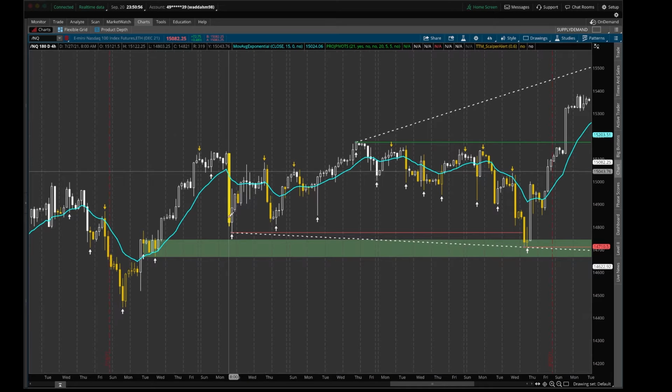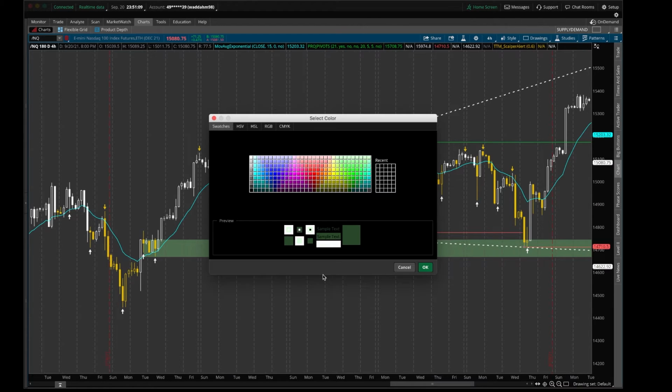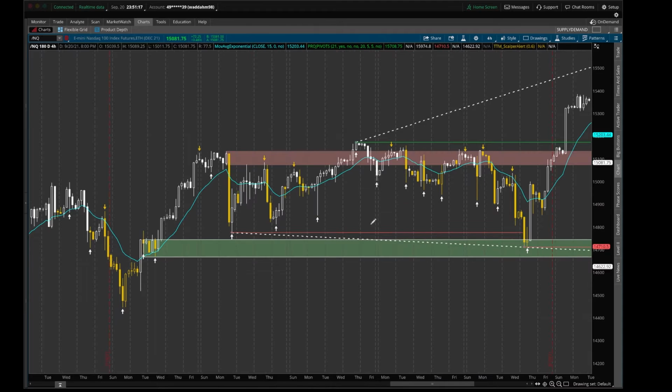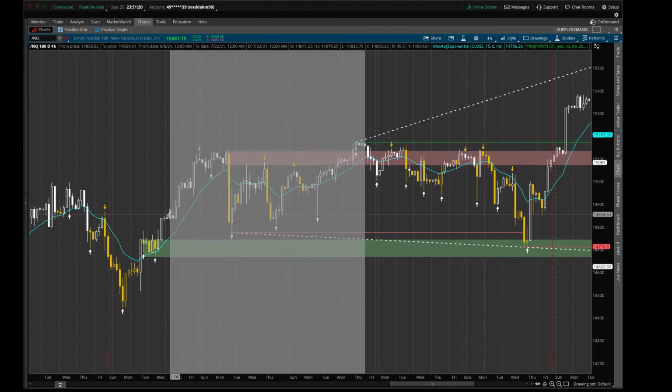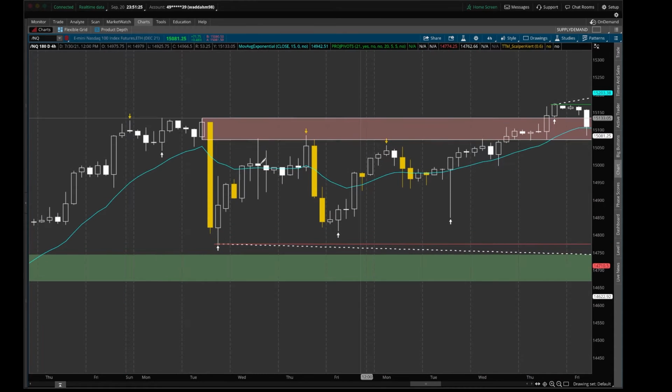Now, same thing for supply. I see this sharp move to the downside, and here's the consolidation. So I will chart the consolidation and change it to red. Now, you see Nasdaq came back, retested that supply zone, a nice rejection, and then we sold off pretty nicely from that supply the second time.